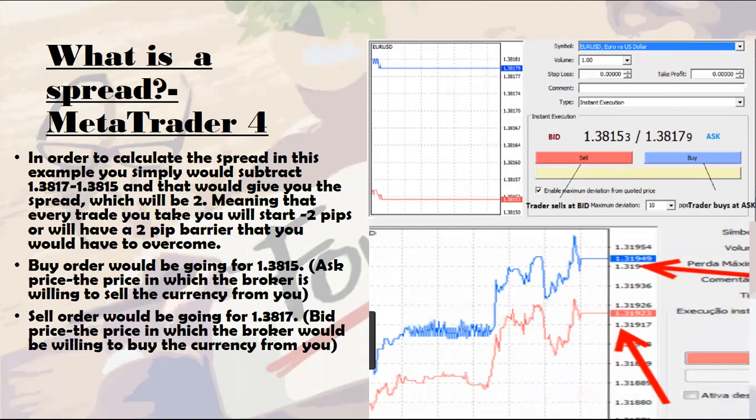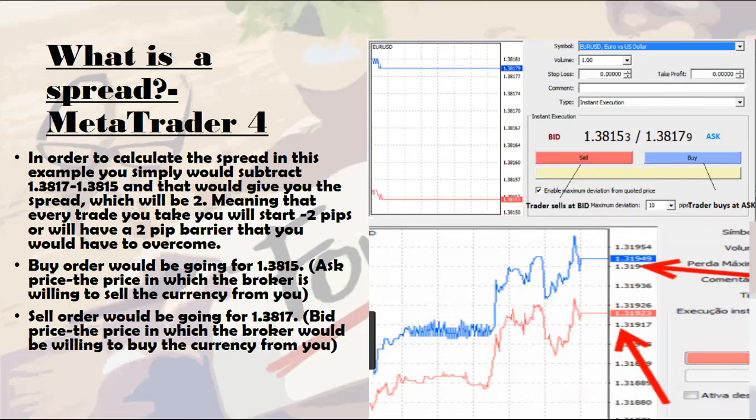In order to calculate the spread in this example, you simply subtract 1.3815 from 1.3817, and that will give you the spread, which will equal 2, meaning that every trade you take, you will start in a negative 2 pip deficit, or will have a 2 pip barrier that you will have to overcome. Now, in this example, a buy order will be going for 1.3815, meaning that that's the price that the broker is willing to sell for. Okay, so they call that a bid.